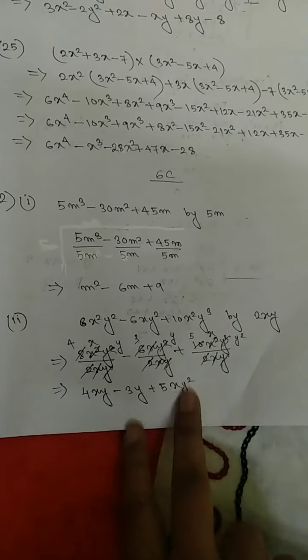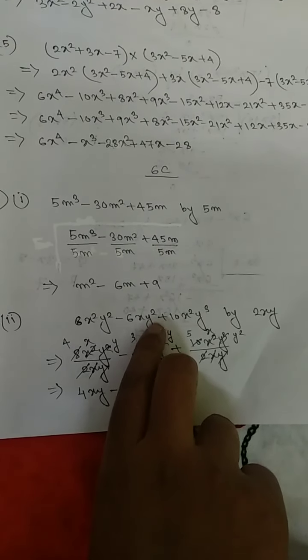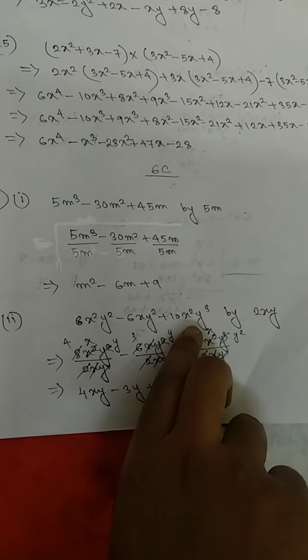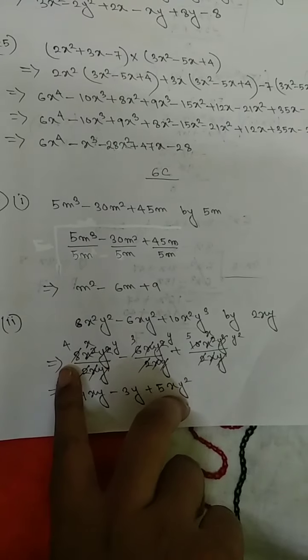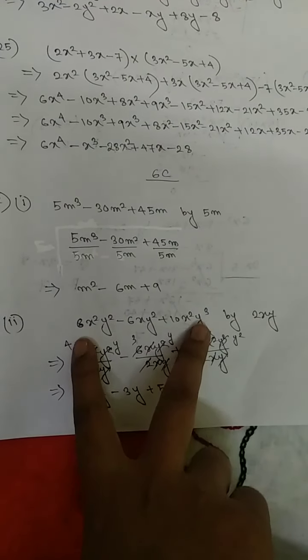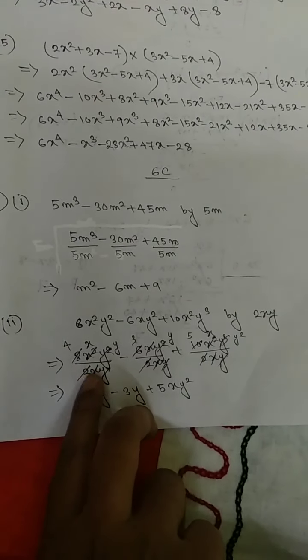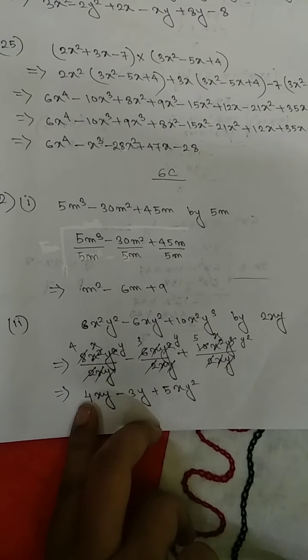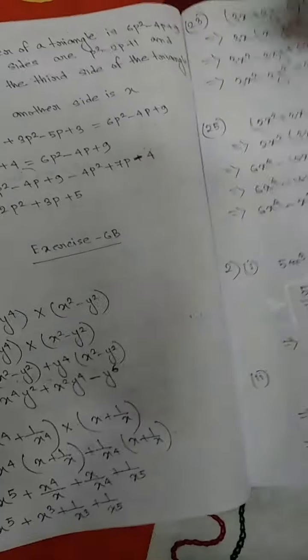Now see sum number 2. 6x square y square minus 6xy square plus 10x square y cube by 2xy. Here similarly divide each term with 2xy. Then after cancelling out the numerator and denominator, you will get 3xy minus 3y plus 5xy square.